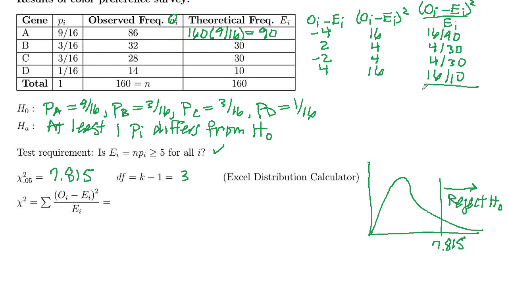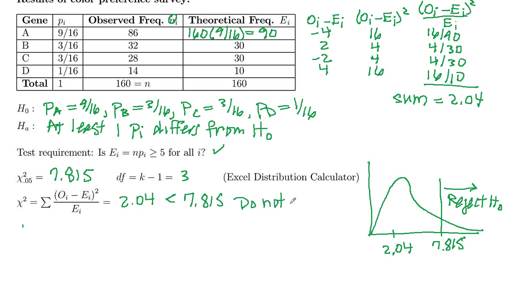And then convert those to decimals if you want. And then the sum of those is our test statistic. And that value turns out to be 2.04, approximately, as a decimal. And we see that 2.04 would be over here somewhere. It's not in the rejection region. So this chi-squared here is less than 7.815. So we do not reject H0.